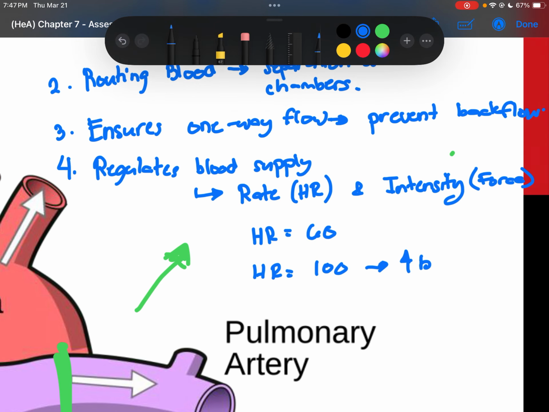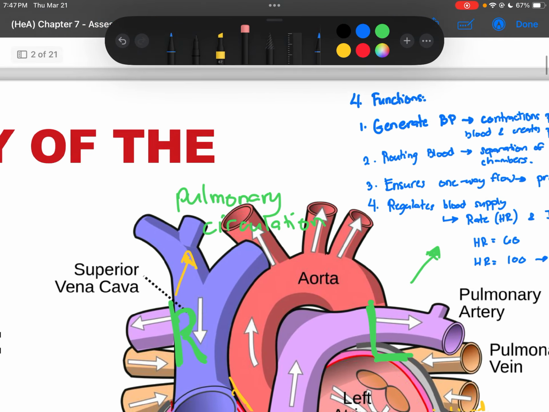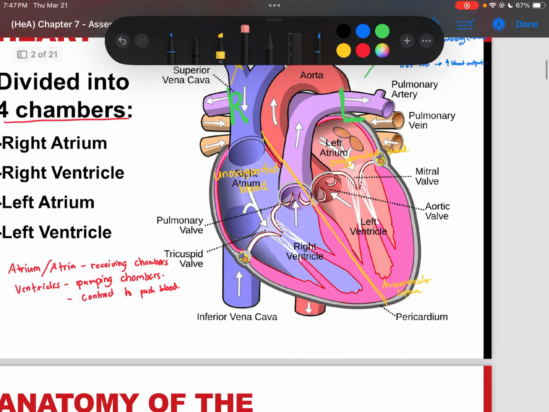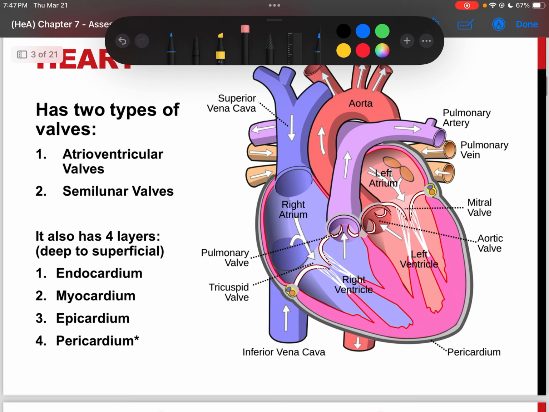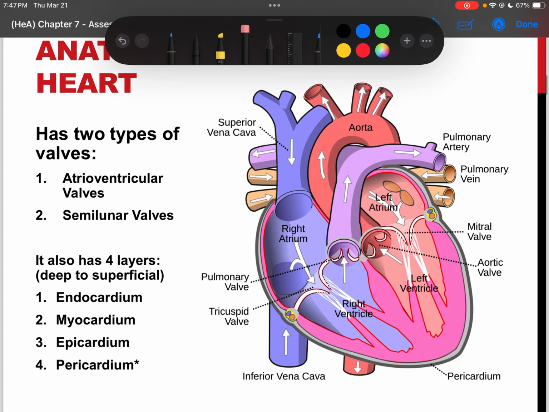More blood output compared to 60. Because his heart is pumping more blood. Very understandable, very easy. Next is our valves. Our valves, class, it's very simple.